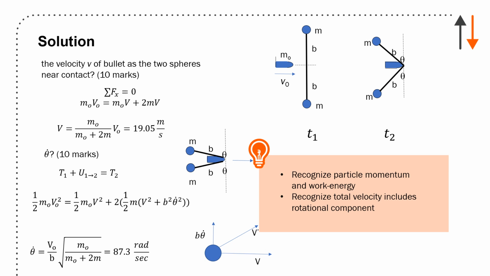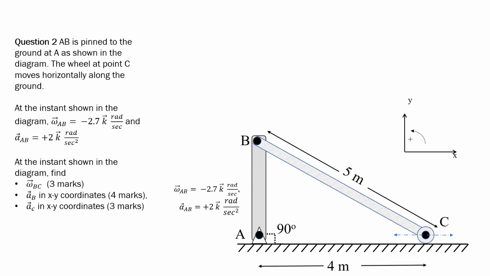This is a question that we will always be interested in making sure that you can recognize both particle momentum and particle work energy problems: force velocity time, force velocity distance. And in this case, the real tricky bit is recognizing that when the bullet has hit the center of the cord, it's going to induce a rotational motion.